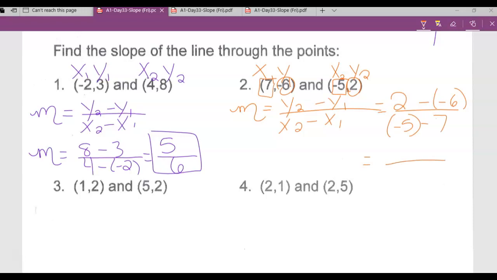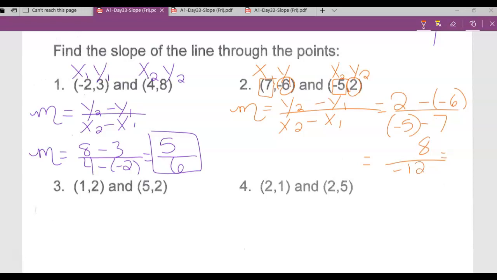Now if you'll help me out, in the numerator, what is 2 minus negative 6? Wait, 8. 8, thank you. And on the bottom, what's negative 5 minus 7? Negative 12. Can this fraction be simplified?